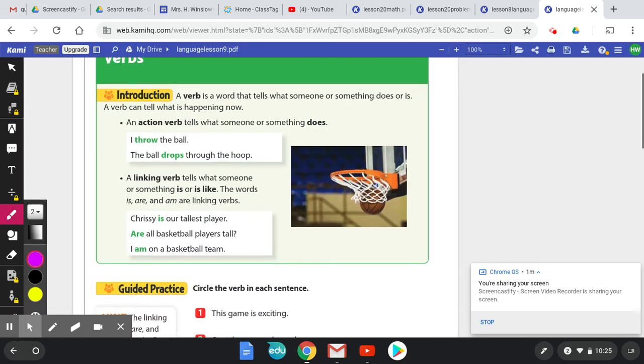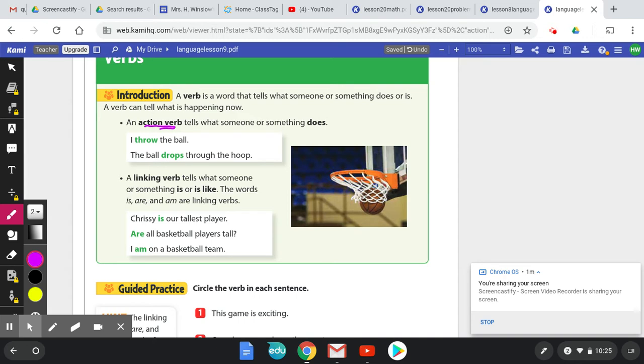Now let's move on to verbs. So verbs, a verb is a word that tells what someone or something does or is. A verb can tell what's happening right now. So you have an action verb, which tells what someone or something does. I throw the ball. The ball drops through the hoop.